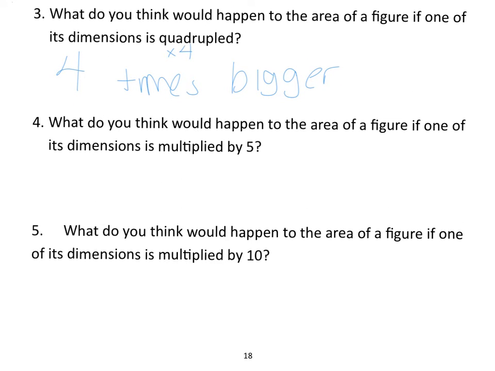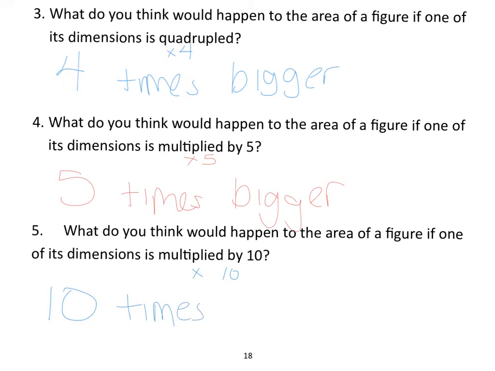And what do you think would happen to the area of the figure if one of the dimensions is multiplied by 5? The answer is 5 times bigger. The area would grow by 5 times. And what do you think would happen to the area of the figure if one of the dimensions is multiplied by 10? I'm sure that you've already figured out it would be 10 times bigger.